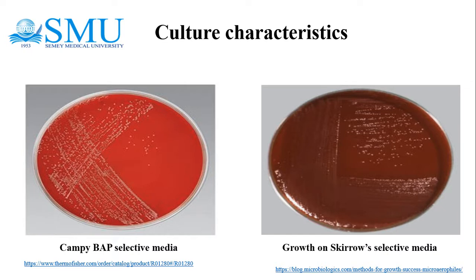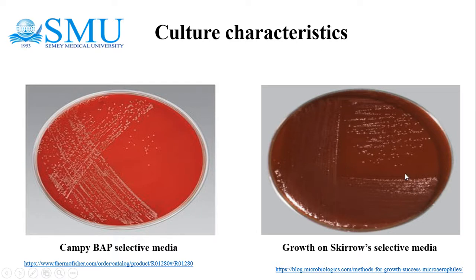Now the culture characteristics of Campylobacter species. The culture media for Campylobacter are transport media and selective media. If delay is expected, transport media such as Cary-Blair medium can be used. It survives for 1-2 weeks at 4 degrees Celsius. For selective media, feces or rectal swabs are plated onto selective media such as Skirrow's selective medium.